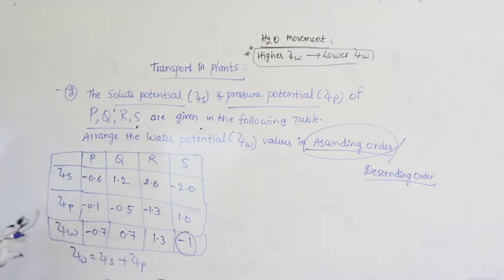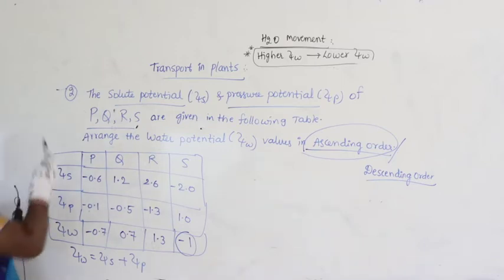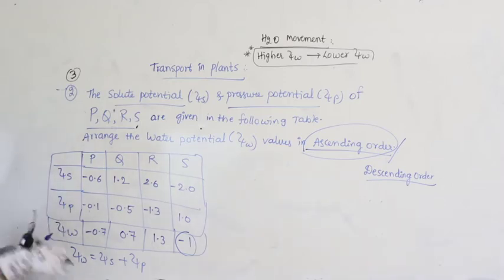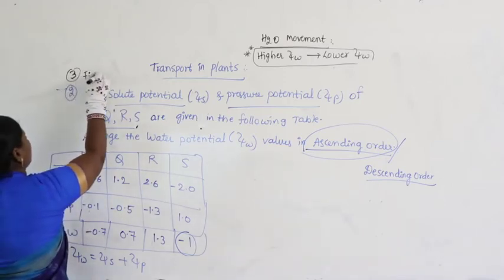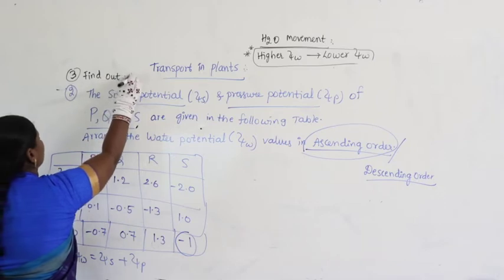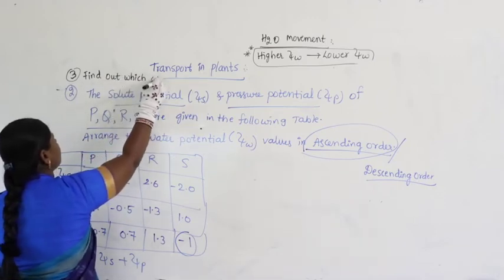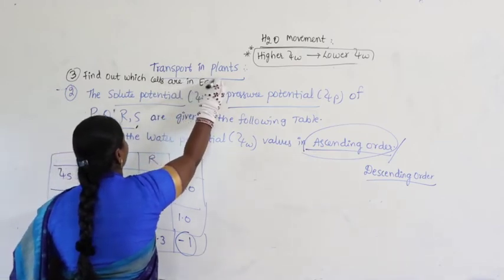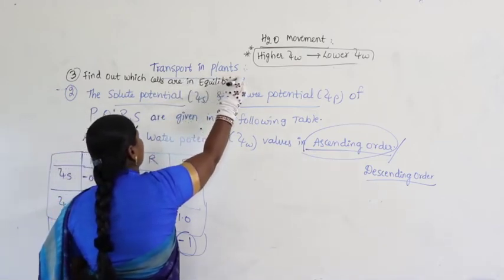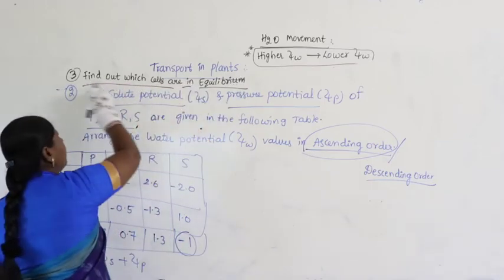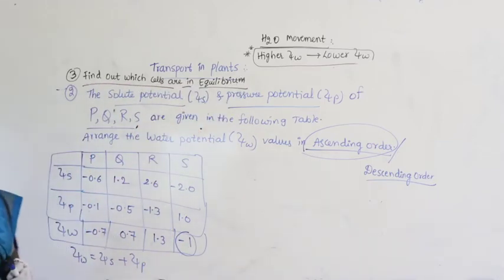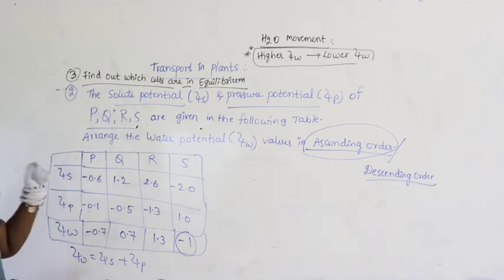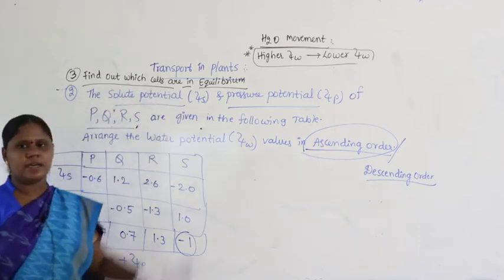Sometimes in the question, the same data is given. Now I am giving you question number 3. Let us take question number 3, also with the same data. Find out which cells are in equilibrium. Suppose the same question is given as the third question: find out which cells are in equilibrium.